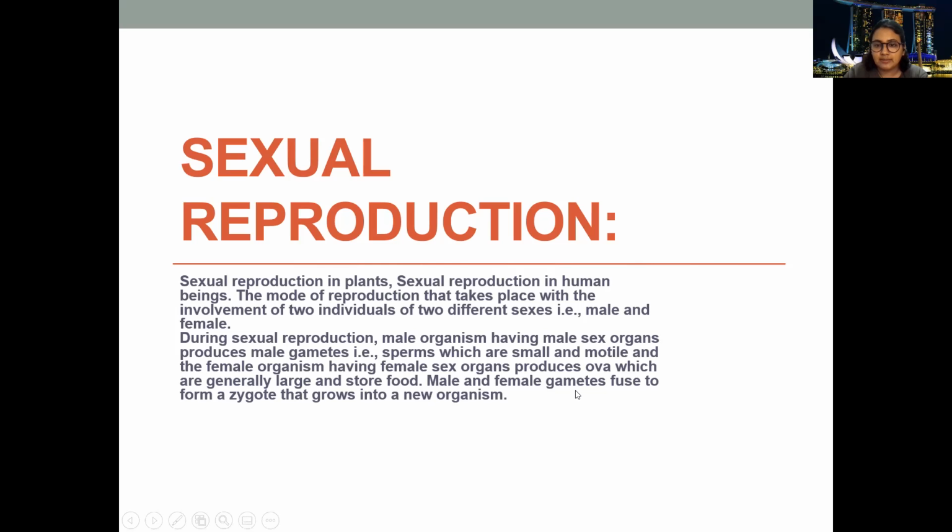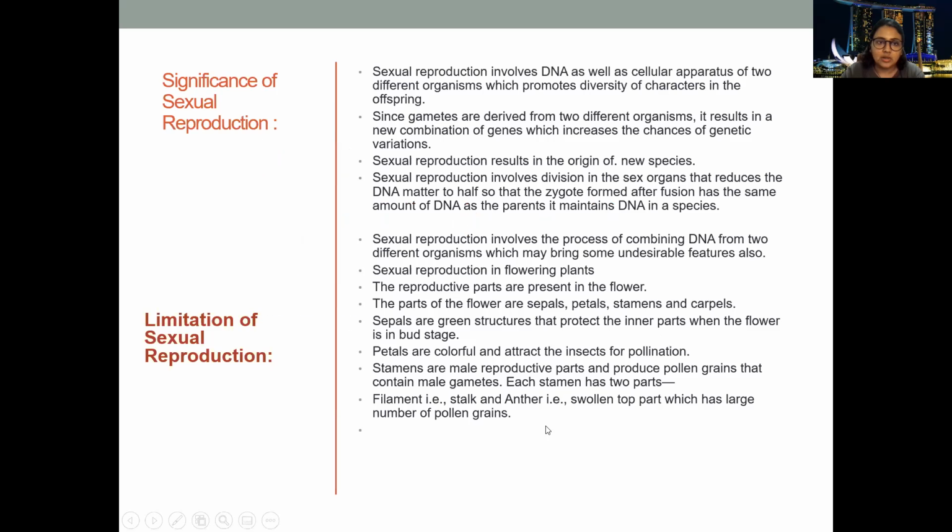The male and female gametes fuse to form a zygote, which ultimately grows into a new organism. This is the thing about sexual reproduction. So we can define sexual reproduction in this way: the mode of reproduction where fusion of gametes occurs is called sexual reproduction. Fine. Okay.